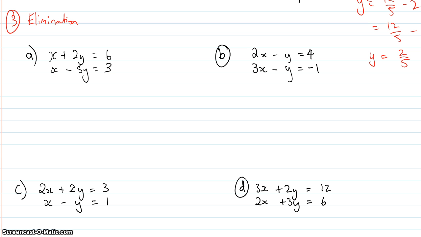Basically this method either adds or subtracts two equations from one another in order that we eliminate one of the terms. So I add these two equations, each the left hand side and the right hand side, or I subtract them in order to eliminate one of the terms. You can add and subtract equations.